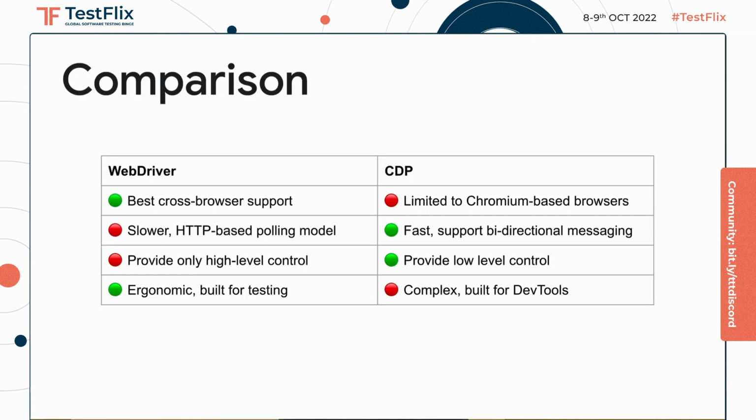Here come the questions. Now, we know how browser automation and different protocols work. How can we improve the fundamentals of cross-browser automation? Take a look at the two protocols again. WebDriver has the best cross-browser support, and the API is designed for testing. While CDP is limited to Chromium browsers and more complex to use, it is faster because it supports bidirectional messaging and offers a lower level of control.